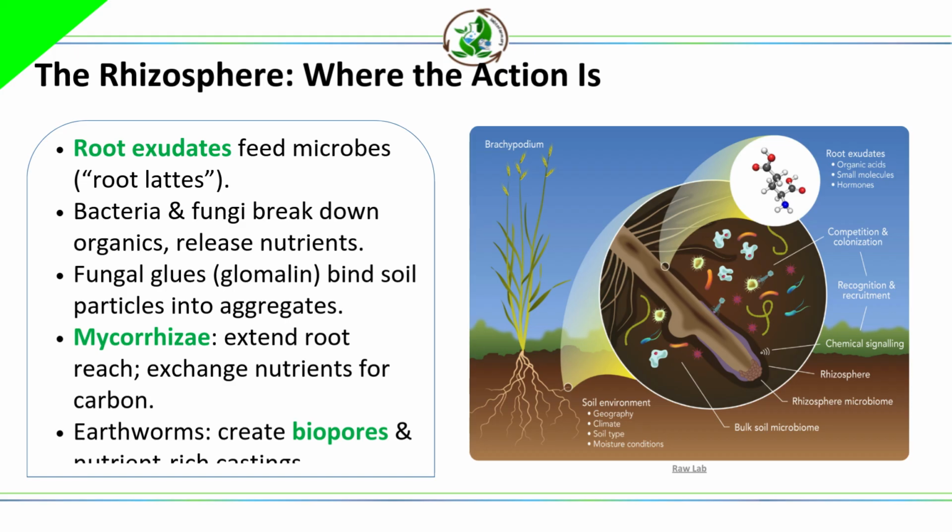For example, glomalin from fungi binds soil particles. Mycorrhizal fungi extend far from the root, trading water and phosphorus with the plant in exchange for carbon via sugars. They're like trading partners. Earthworms create big pores, called biopores, for air and water to flow, and leave nutrient-rich castings, which are worm poop, behind. Altogether, these interactions in the rhizosphere help build stable aggregates, cycle nutrients right where the plants can grab them, and strengthen plant health. So think of the rhizosphere as the action zone where roots and microbes team up.